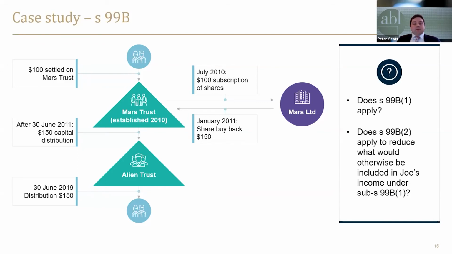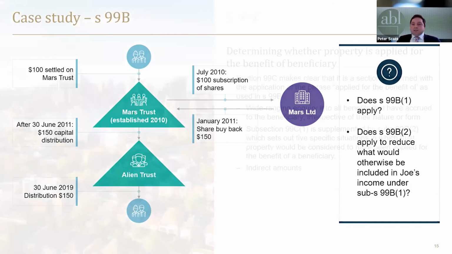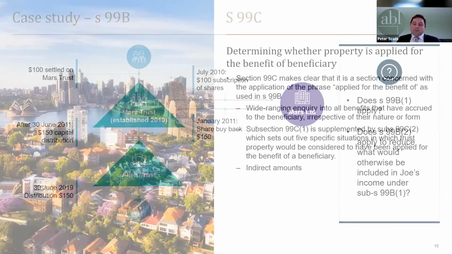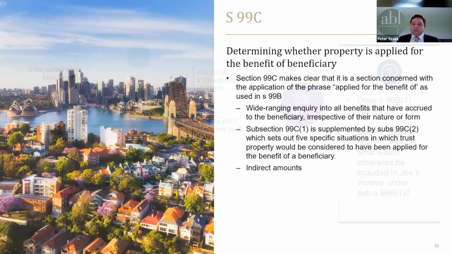So we'll now move on to circumstances where amounts might be considered to be applied for the benefit of the beneficiary. So Section 99C casts a wide net and covers all benefits that may have accrued to the beneficiary, irrespective of the nature or form of those benefits. And then subsection 2 provides for a number of circumstances where you might be considered to have an amount applied to the benefit, which might come as a surprise to many.